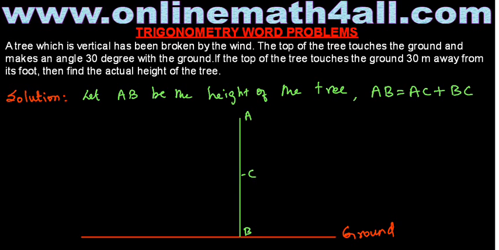Here the students may have a question: for what reason do we add these two? Because AC and BC together generate the height of the tree. If we join these two parts AC and BC, that is the actual height of the tree. So AB is equal to AC plus BC. Now this part has been broken. It comes down and touches the ground.